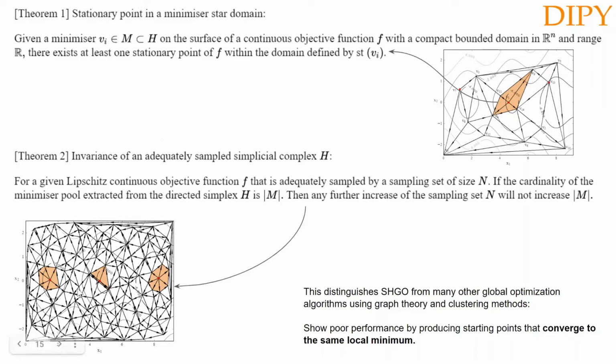And the second is that one might ask, if you sample more points, will the chances of a minima occurring increase? And the answer is no. And that is because of theorem 2. Theorem 2 states that after a point, no matter how much you sample, you will always converge in the same minimum.